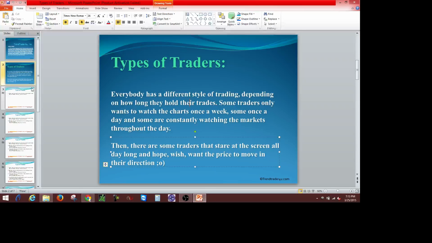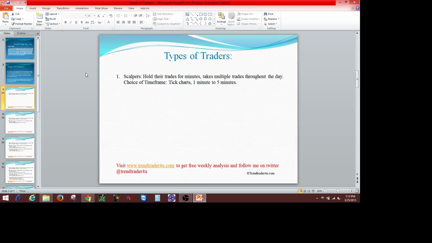So let's talk about the types of traders there are. Okay. This is a pretty short presentation, not too long, but it'll help you get to know yourself better. Where do you stand as far as what trading level you're at? Okay. First of all, there are actually a few different kinds, but there are four main trader types that I'll talk about. Scalpers, okay. They hold their trades for minutes and take multiple trades throughout the day. And their choice of time frame is tick charts, 1 minute to 5 minute charts, okay.